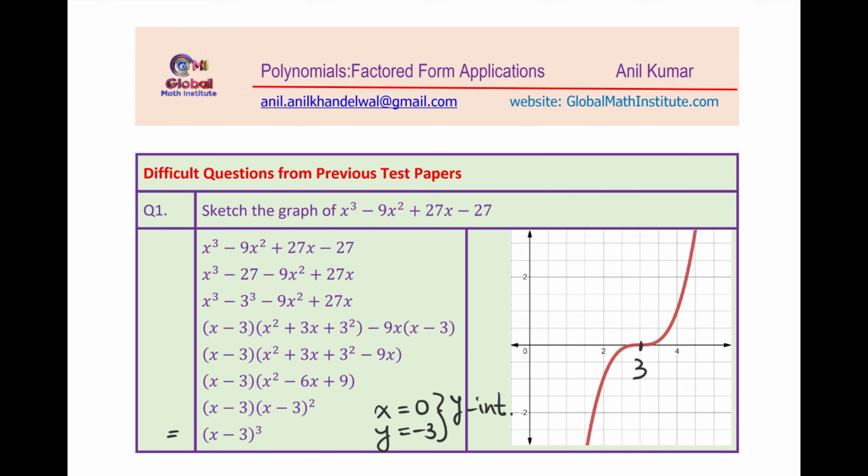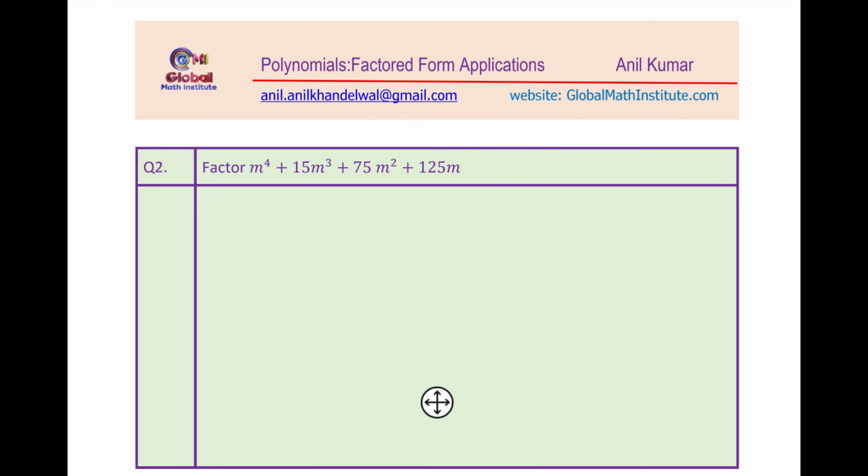Perfect? Now let's look into the second question, which is we need to factor m to the power of 4 plus 15m cubed plus 75m squared plus 125m. Well, m is common. That is the first thing we could, of course, do. Now again, 125 is 5 cubed, and therefore, we can actually use the sum of cubes once again.